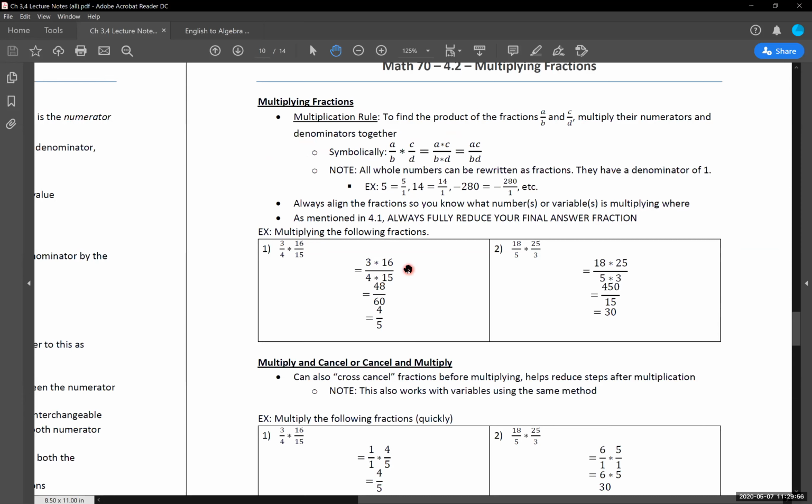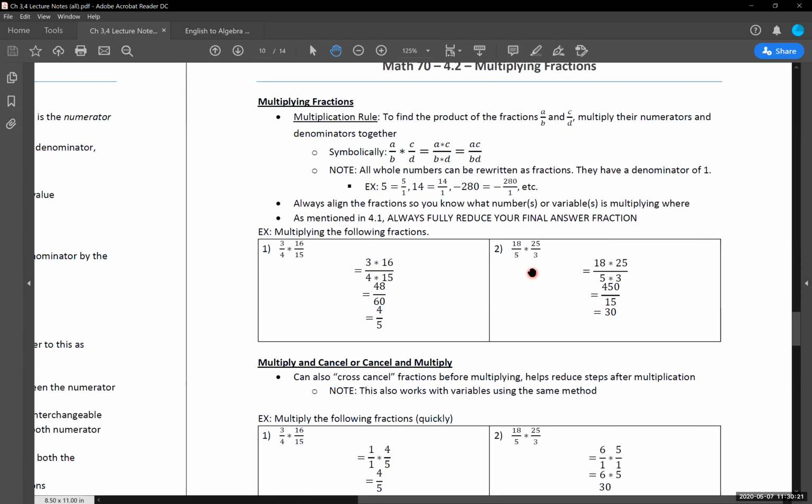Fantastic. Now we actually multiply those things together. So 3 times 16 gives us 48. 4 times 15 gives us 60. And then from here, 48 divided by 60, we reduce that down either by finding the greatest common factor or plugging that into our calculator, and we get 4/5 for our final answer.